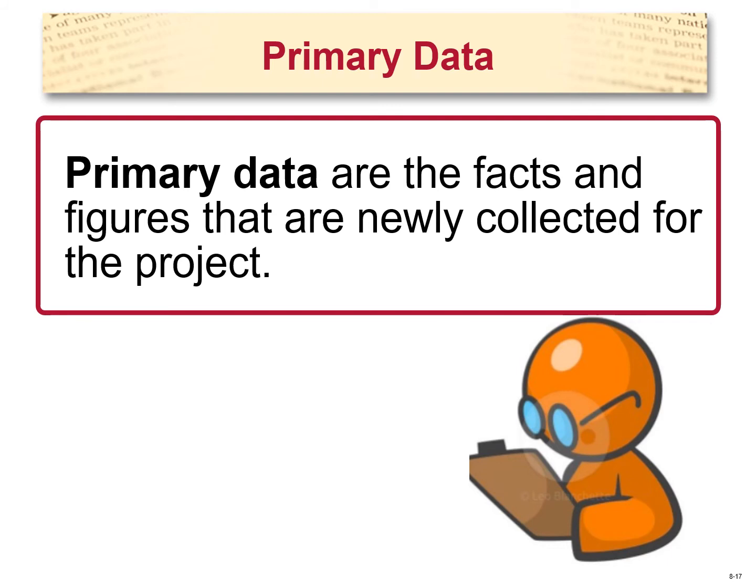However, primary data are the facts and figures that are newly collected for the project. So this is the first-hand information that you, as researchers, are going to collect firsthand for your own project. However, the secondary data that we talked about, you did not collect that data firsthand, but somebody else collected it for their own project, and now we can use that data for our study as well. So that's secondary data.